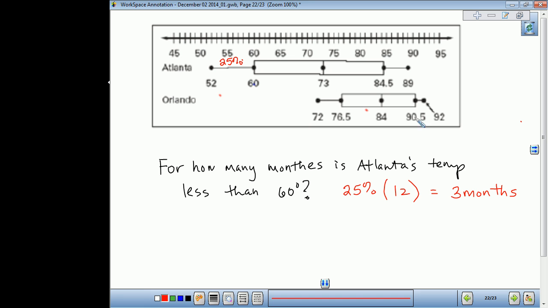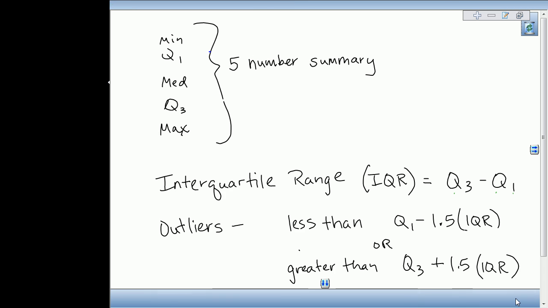There are lots of different questions we could ask with this. I could give it to you and ask you what the min was. I could ask you for the difference between the medians. We could compare what percentage of Atlanta is above 73 with this one. Almost all of this is above 73, isn't it? So there are lots of different questions we can ask when we compare box and whiskers.